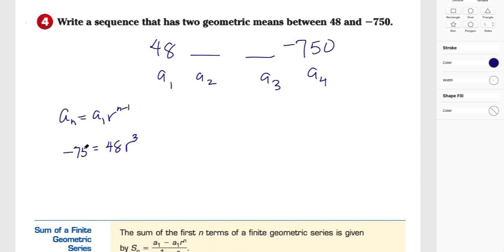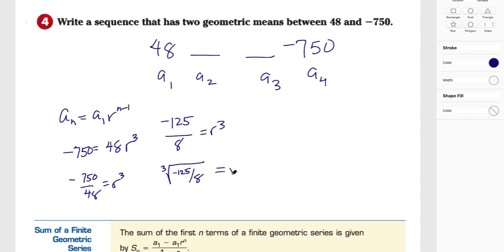So negative 750. And now what are we going to do? We need to divide both sides of this equation by that 48. And so when we do that, we get negative 750 divided by 48 is equal to r to the third power. And now we can reduce this. We'll get negative 125 all over 8. And then I recognize I've got to undo this third power, so that means taking the third root. So I'll take the third root of negative 125 over 8, and that is equal to r.